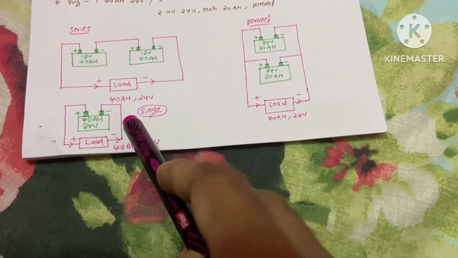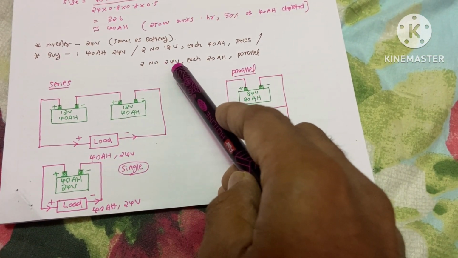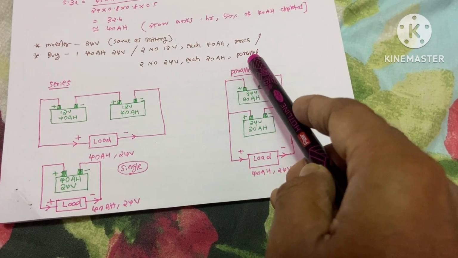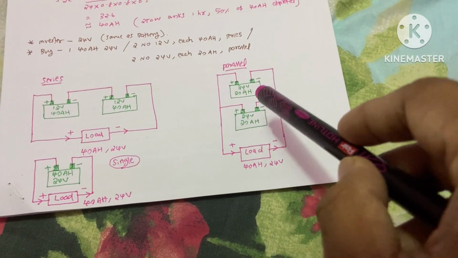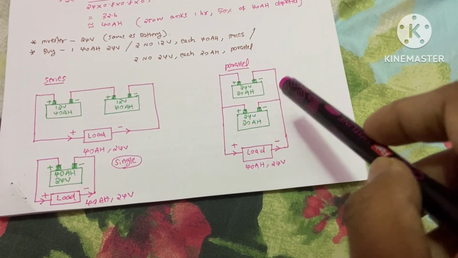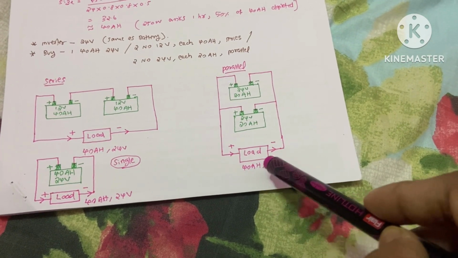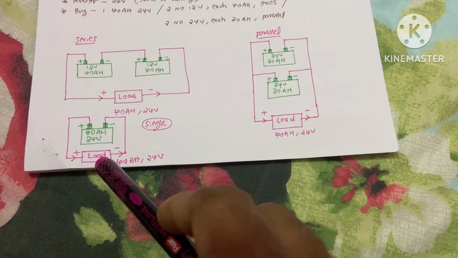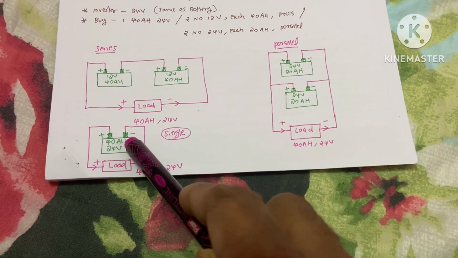Okay, and next you could take two 24 volt batteries, each having 20Ah, and you must connect them in parallel. In parallel connection, your voltage will be the same, but the current will add up. You will get an output of 40Ah and 24 volt. Or you could take one single battery of 24 volt with 40Ah.